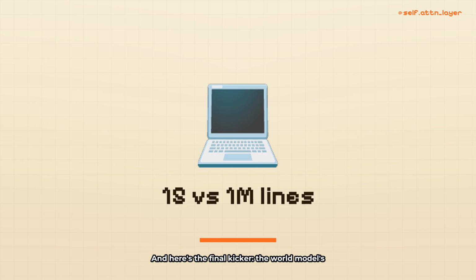And here's the final kicker. The world model's code is just 15 lines. The language model's code? Millions of lines. So while the big model spits out words, the tiny model plans with confidence. That's the power of grounded simulation.